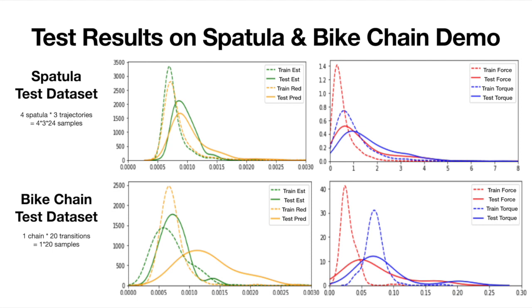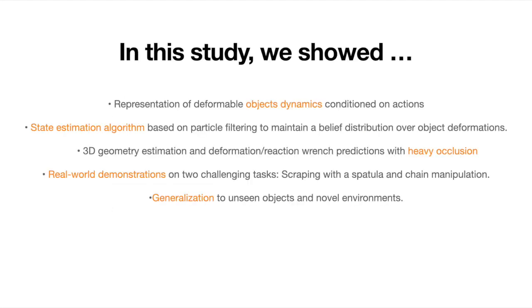Interestingly, we observed that the bike chain demo shows better results on both state estimation and predictions than the spatula demo. We hypothesize that this is because the action space dimension of the bike chain is half that of the spatula, resulting in a simpler model to learn. In conclusion, VIRDO++ is a novel approach of learning deformable object dynamics conditioned on action, contact, and tactile feedback. We validate our state estimation and dynamics predictions using two types of objects and showed how our model can be generalized towards unseen objects and environments. Thank you.